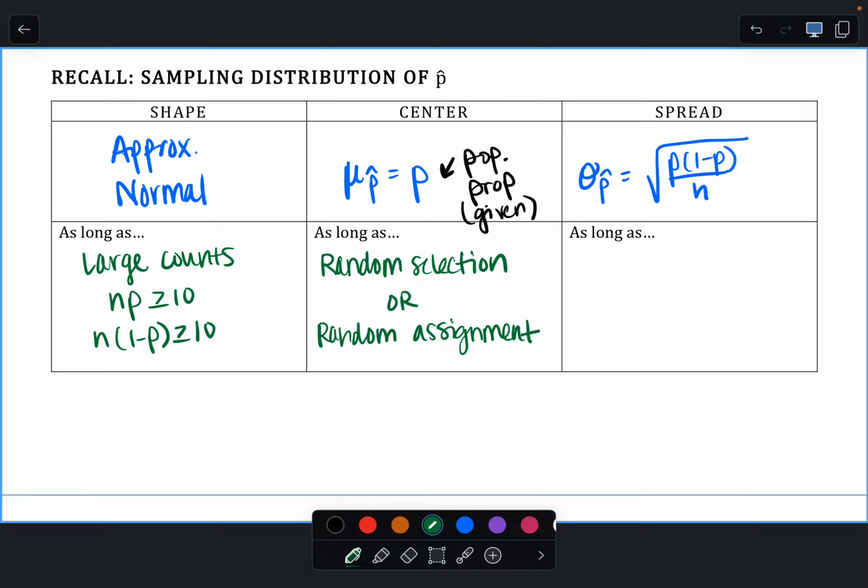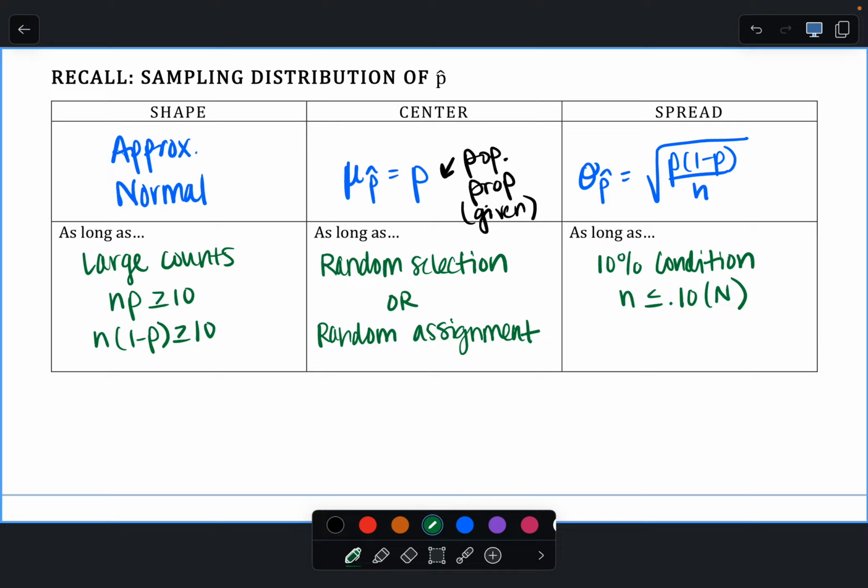Now, the last condition, for spread, was our 10% condition, where we make sure that N, your sample size, is less than 10% of your population size. A lot of the time when we check the 10% condition, we just say it's safe to assume this is true, because we don't know how many adults there are in the population, or how many teens or whatever. If they say something like, this is a large hospital or a large high school, we usually go with, it's going to pass.